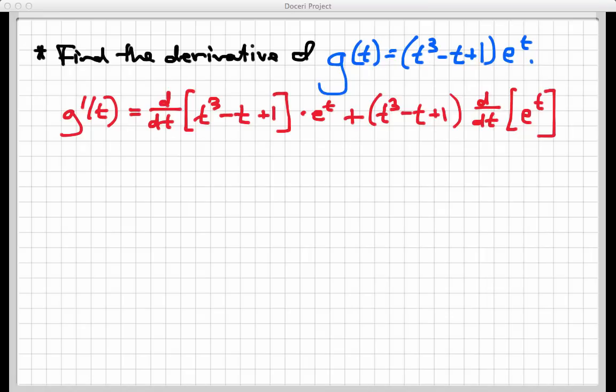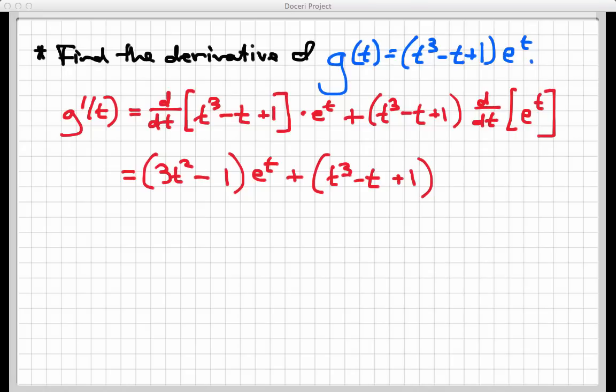Okay, so now we just have to take the derivatives that are in the two brackets here, but those are really simple. The first derivative is a polynomial, so this is going to give me 3t squared minus 1 plus 0, times e to the t, plus, then I have t cubed minus t plus 1, and the derivative with respect to t of e to the t is e to the t itself.